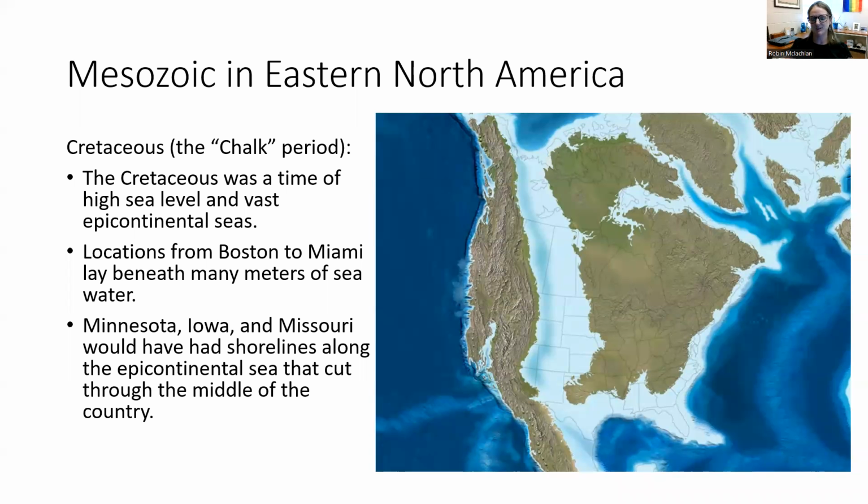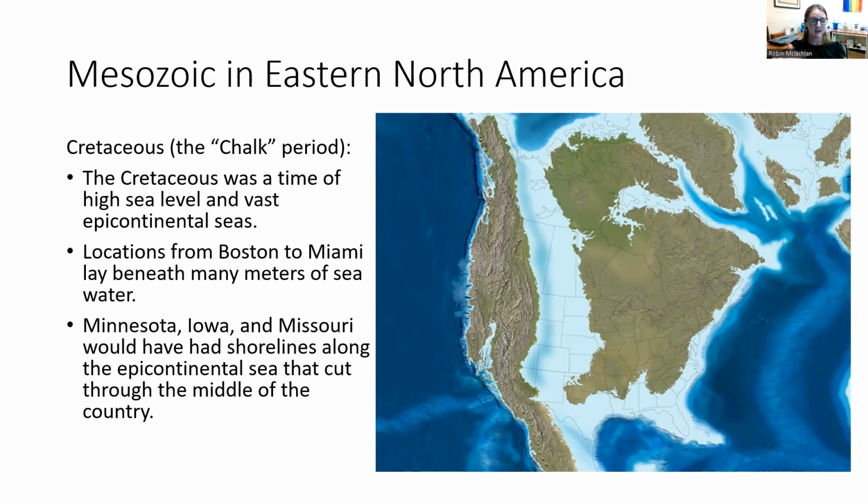Into the Cretaceous period. We've talked about the first two periods of the Mesozoic, the Triassic, then the Jurassic. Now we're going to talk about the Cretaceous. The Cretaceous was a time of very high sea level. And when you have very high sea level, you also have vast epicontinental seas. In fact, during this time, our coasts were flooded with water.